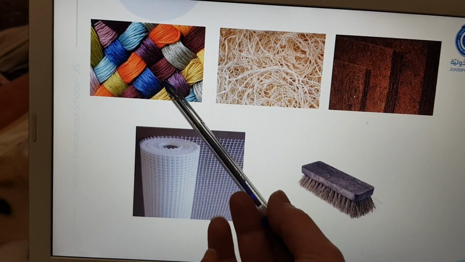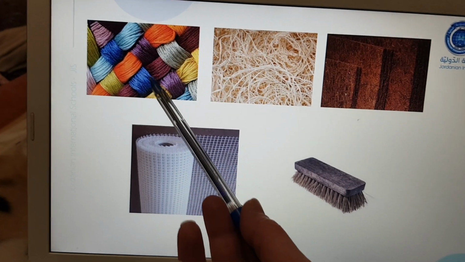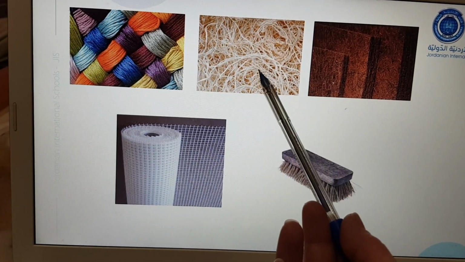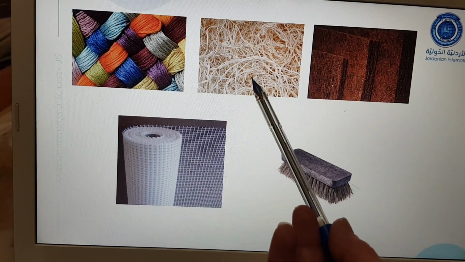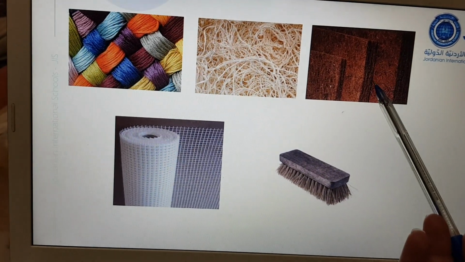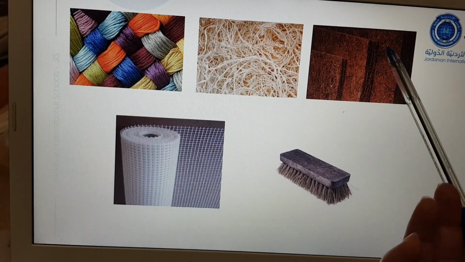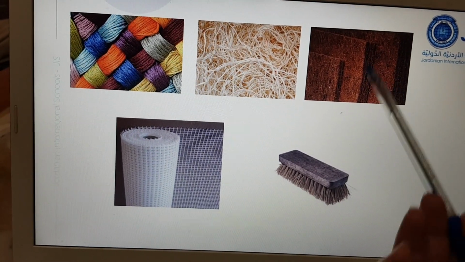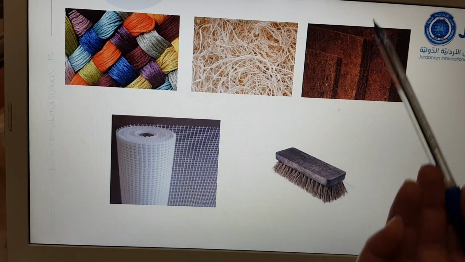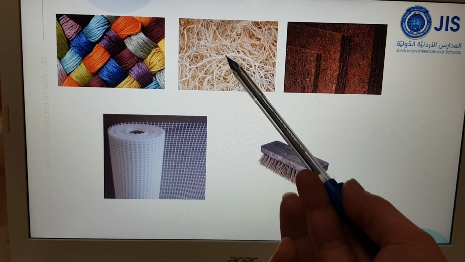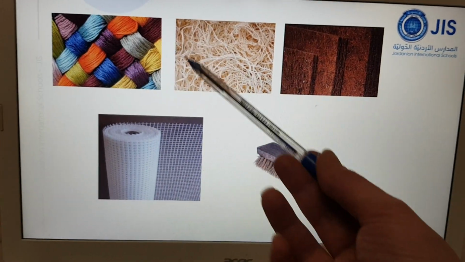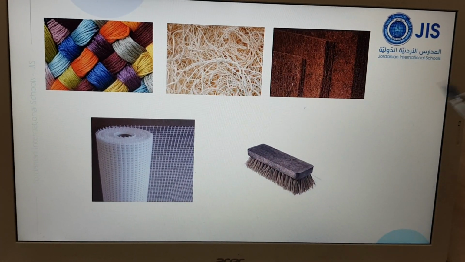For example, this kind of thread or fiber is used to make clothes. This kind of fiber is used to make, let's say, baskets. It's like hay. This kind is called fiber foam. It is used in buildings and so on. So it's different. You can't use this one to make clothes, and you can't use this one to make clothes either. Each kind is used to make different products.